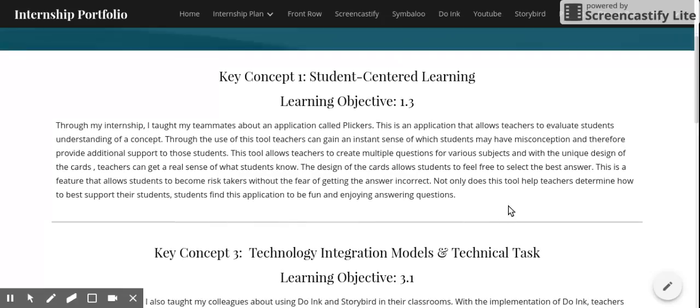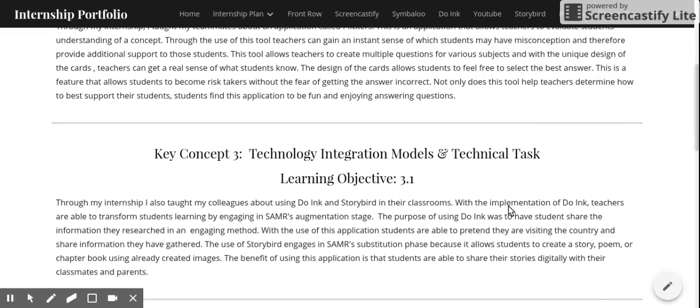The design of the cards allows students to feel free to select the best answer. This is a feature that allows students to become risk takers without the fear of getting the answer incorrect. Not only does this tool help teachers determine how to best support their students, students find this application to be fun and they enjoy answering questions.